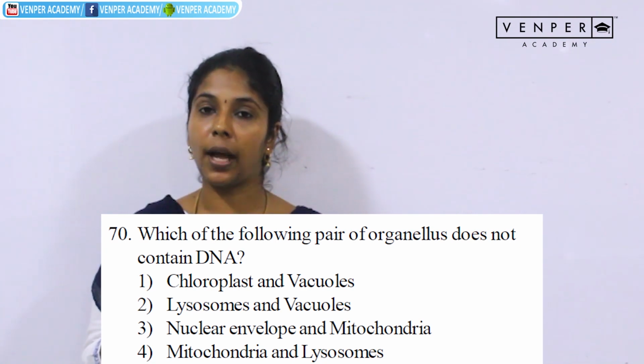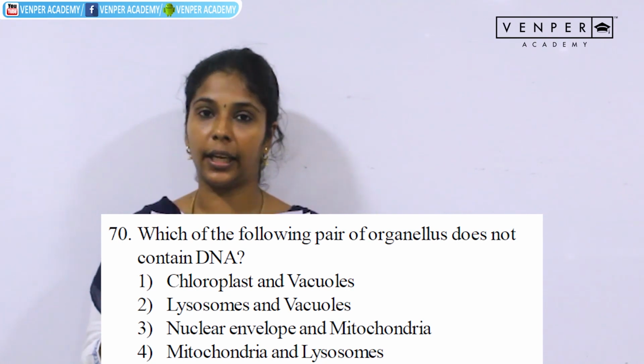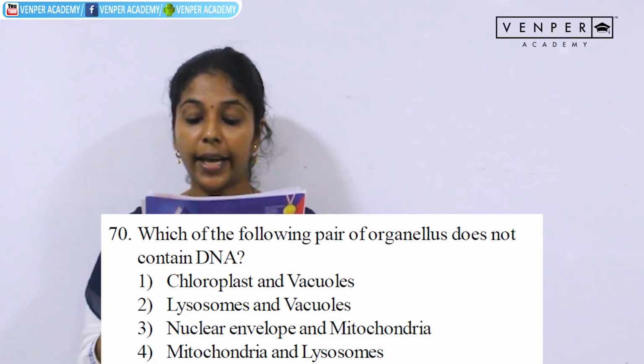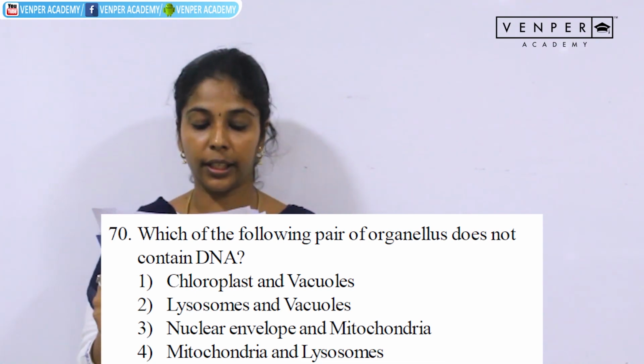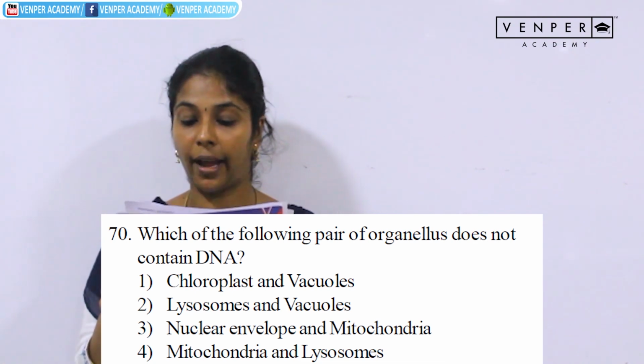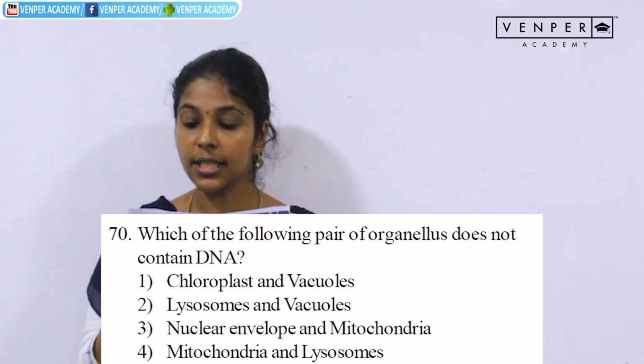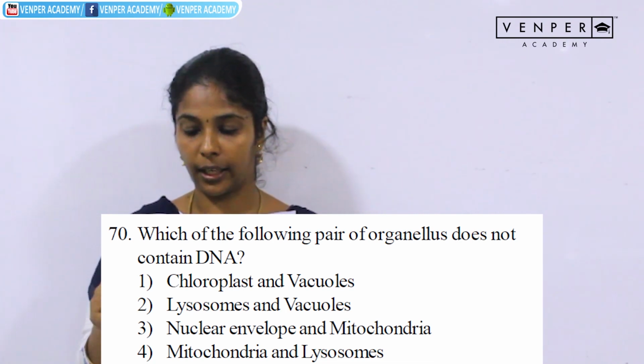Mitochondria and chloroplast have DNA. So the correct option is lysosome and vacuole, which is the second option. The correct option for the 70th question is that lysosome and vacuoles are the organelles which do not contain DNA.